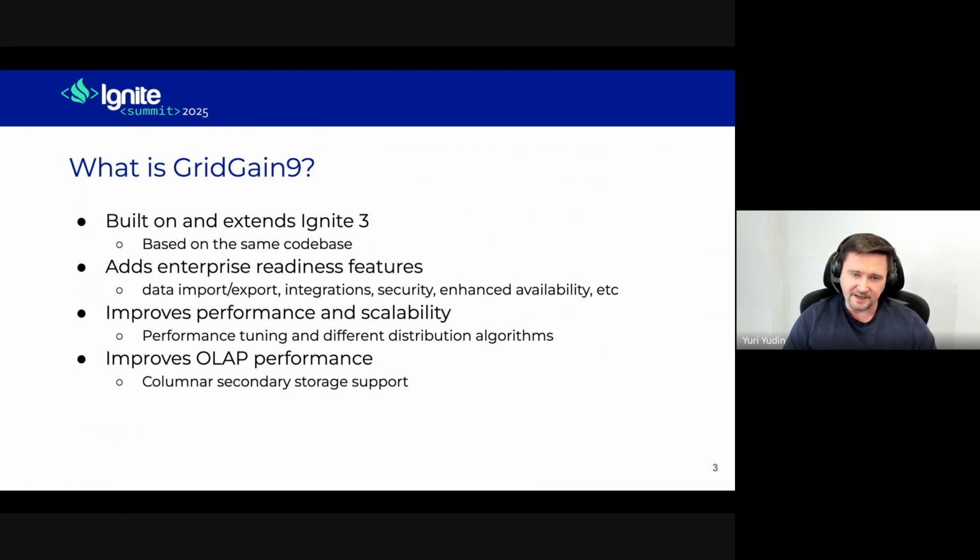On top of that, GridGain adds a number of features and improvements, making Ignite enterprise usage ready. These are things like transactional data import and export, various integrations, improved security capabilities, enhanced availability, like snapshots with point-in-time recovery, rolling upgrades, data center replication, and many more. It also improves scalability and performance with fine-tuning, different distribution algorithms, and support for the secondary storage. The latter, as I mentioned, is the focus of today's presentation. So coming to it now.